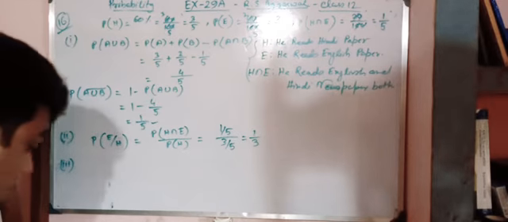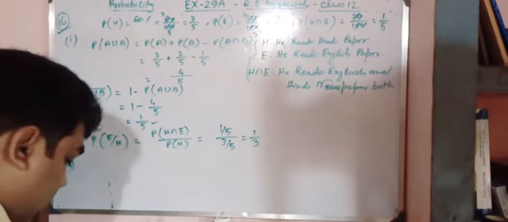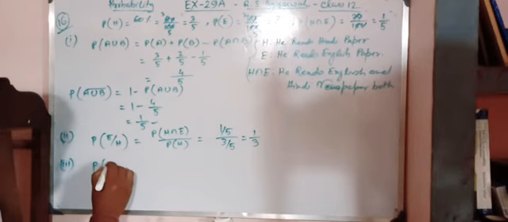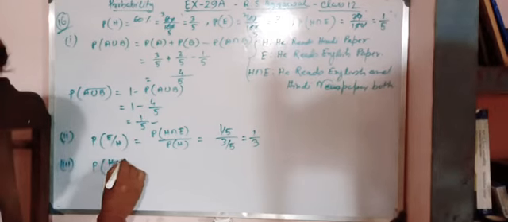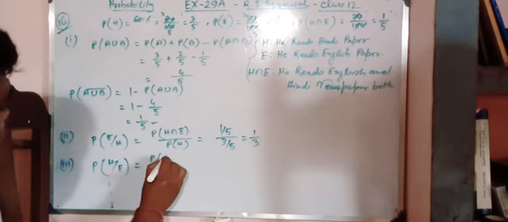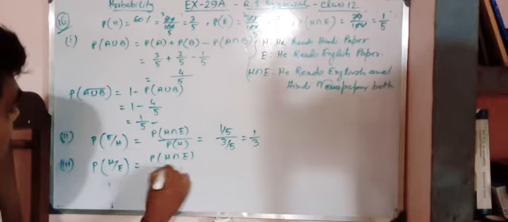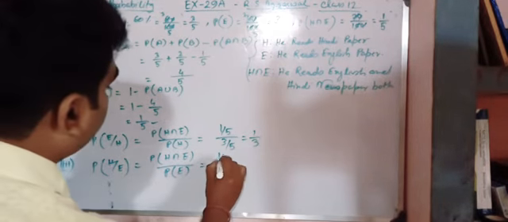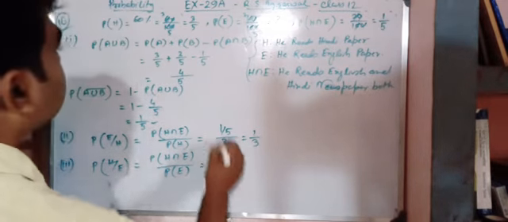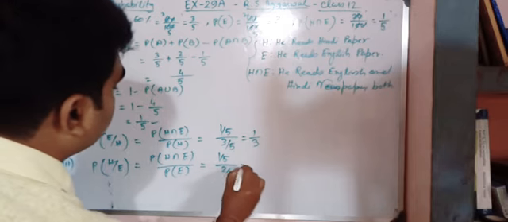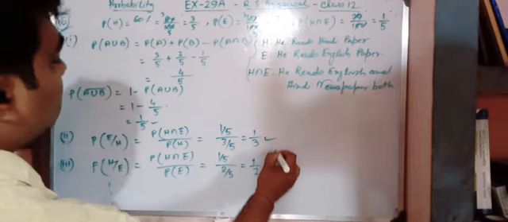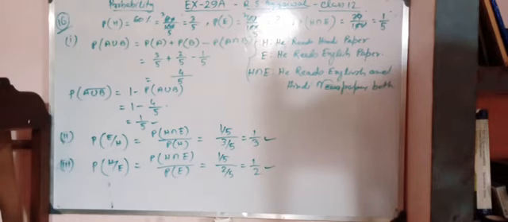And third, I am reading: if he reads English newspaper, what is the probability that he reads Hindi newspaper? That is the reverse case. Probability of H given E we have to find. That's equal to probability of H intersection E by probability of E, which is 1 by 5 by 2 by 5, means 1 by 2. So these are my required answers for question number 16.